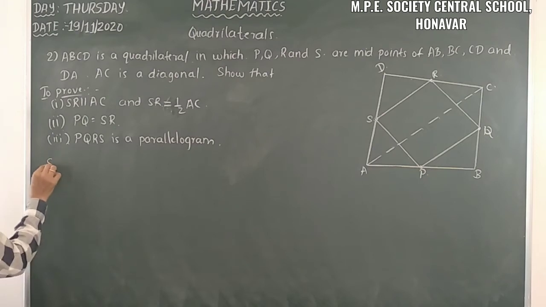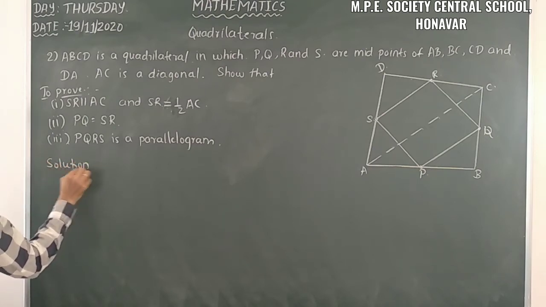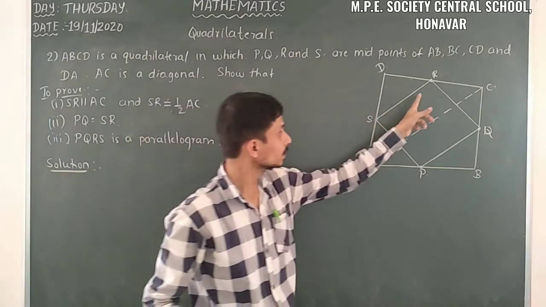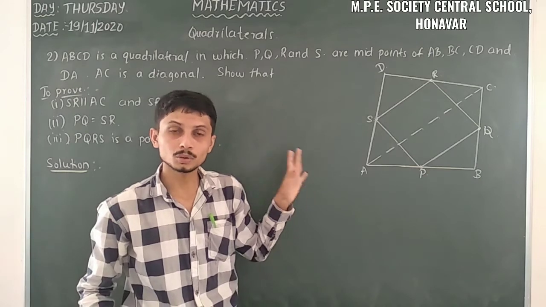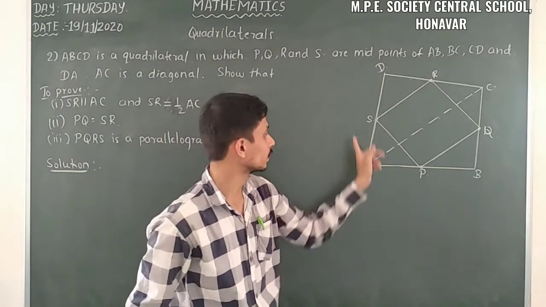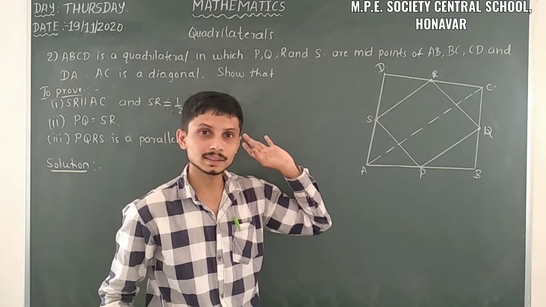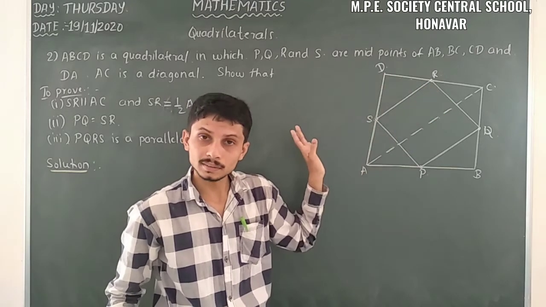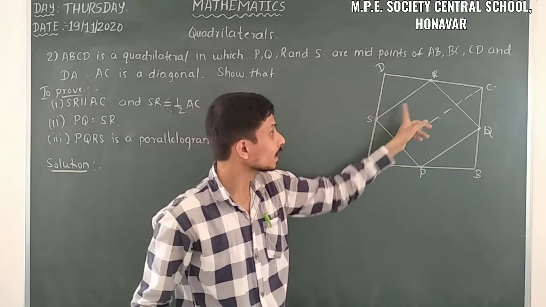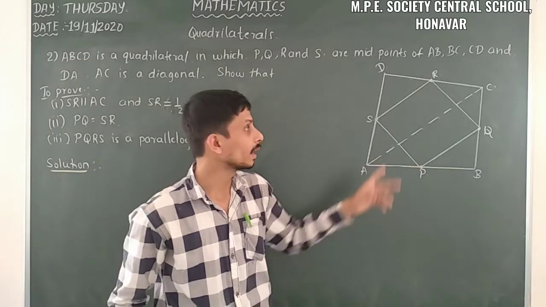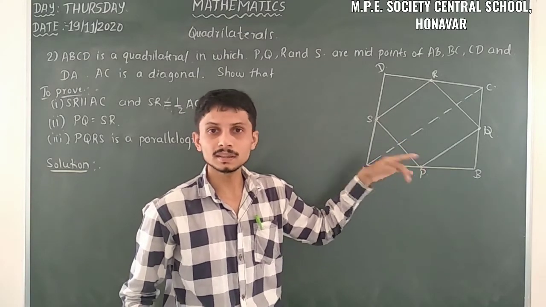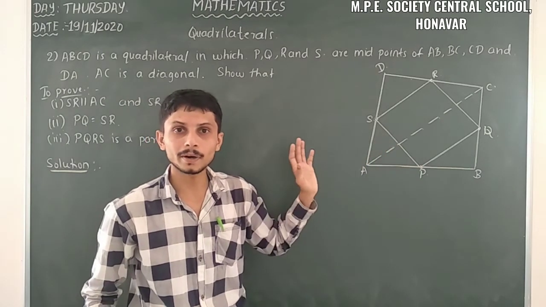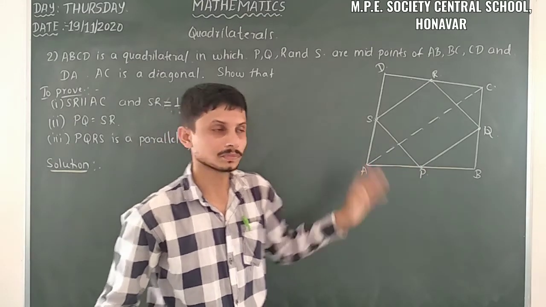So let's take the solution. We have to prove SR is parallel to AC. When we take triangle DAC, S and R are the midpoints of two sides of that triangle. So that means SR is parallel to AC, and SR is half of AC. It is very simple. We have to use theorem 8.9 here, that is the midpoint theorem.